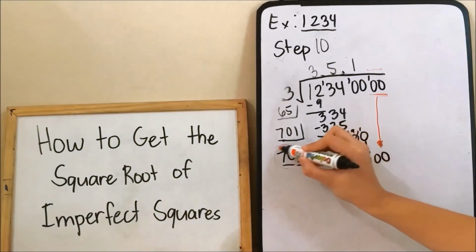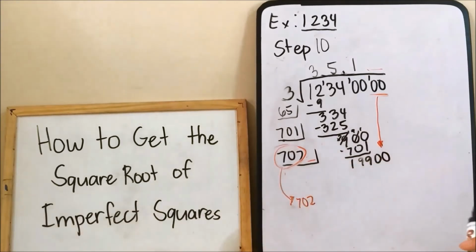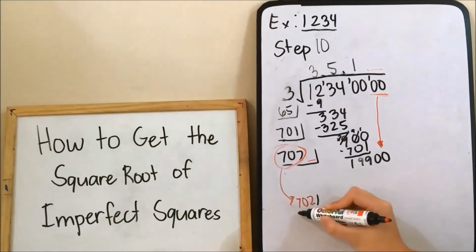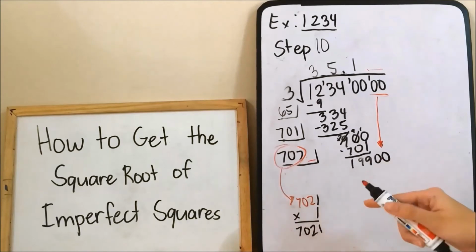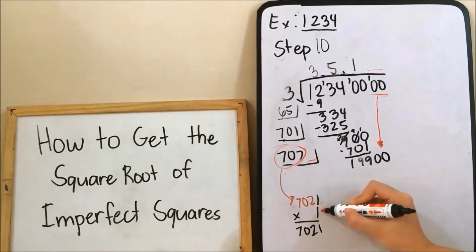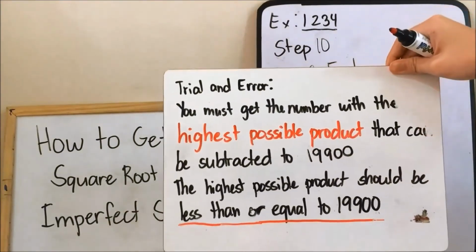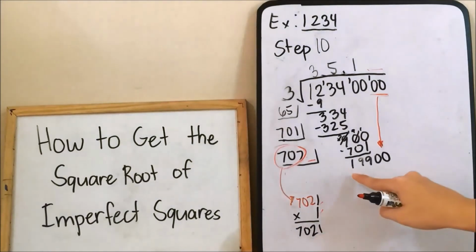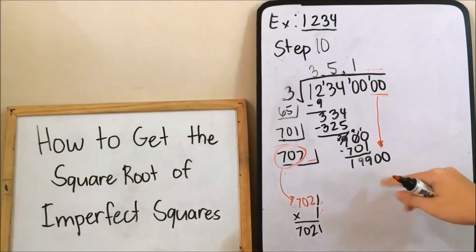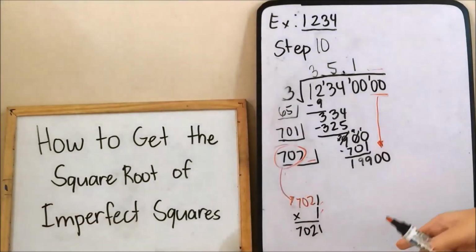So we'll be using this 702 and a trial and error number. Let's try 1. 7,021. Remember that the numbers here must always be the same. For our rule, it says highest possible product and it should be less than 19,900. So 7,021 is less than 19,900, but it may not be the highest possible product. So let's try another number.